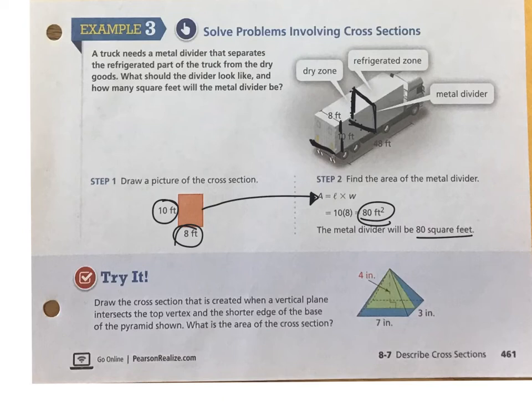Now complete the try it. Try to draw a sketch of the cross section that is created when a vertical plane intersects the top vertex and the shorter edge of the base of the pyramid shown. So the shorter edge here is where it intersects. So what are the dimensions and then the area of that cross section? So let's take a look.